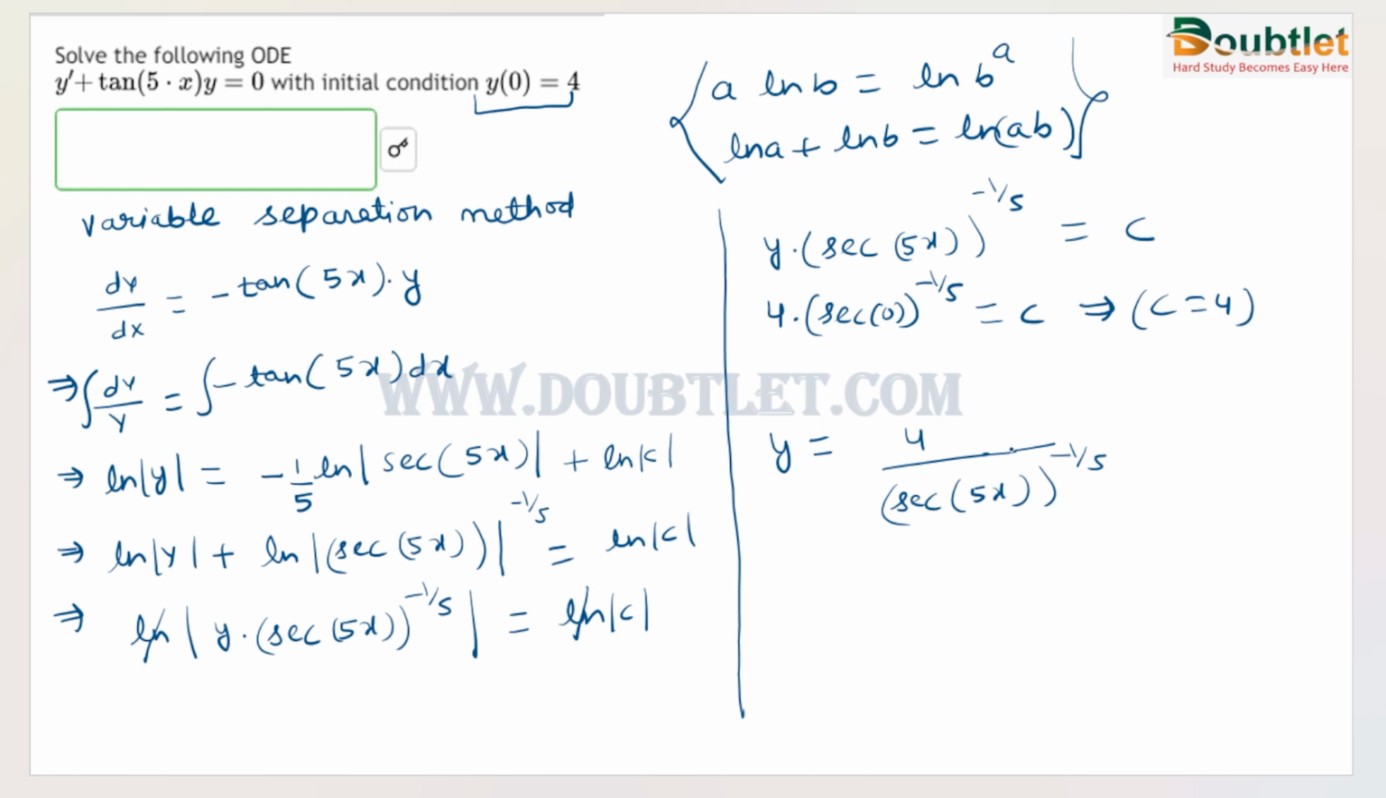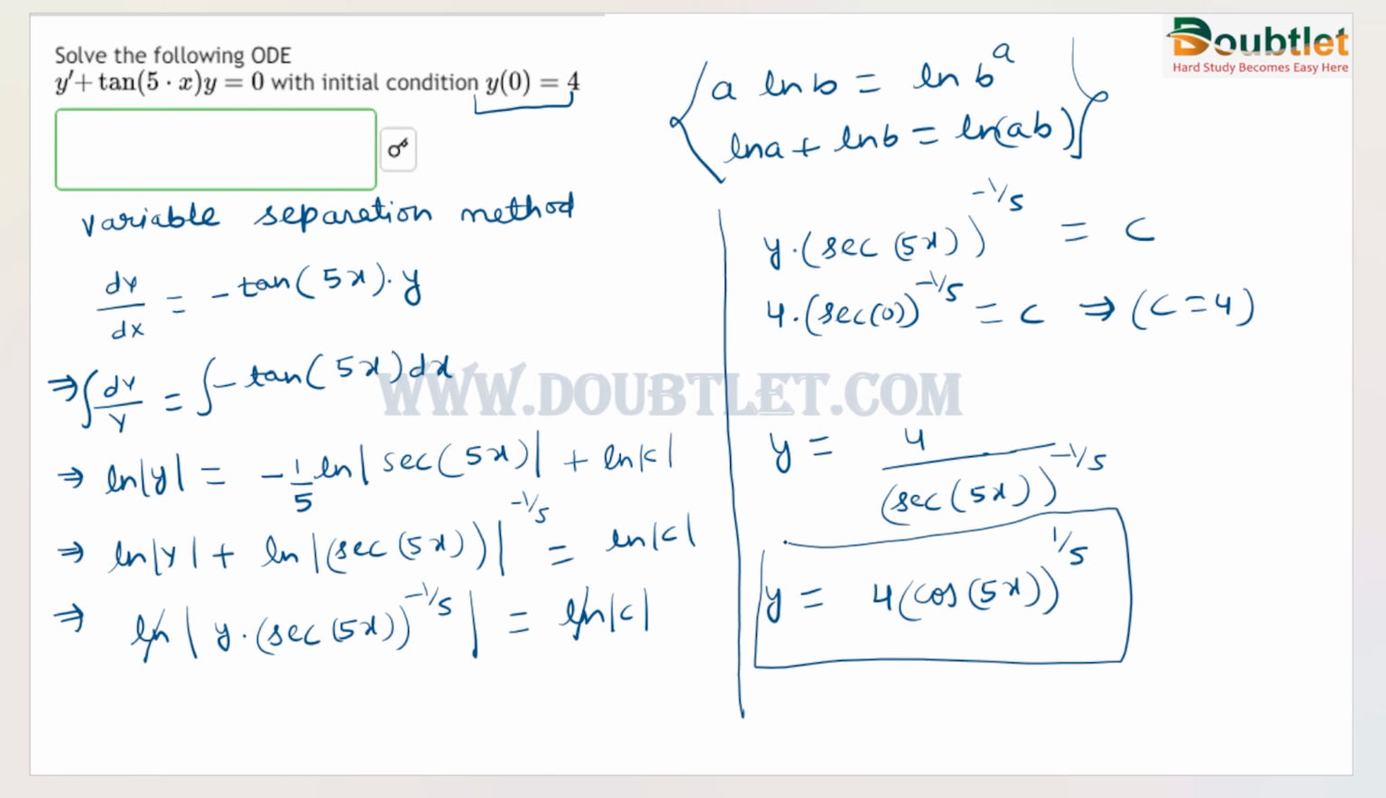If we take this in the numerator, this will become 4 (cos 5x) to the power 1/5. So this is the answer to this question.